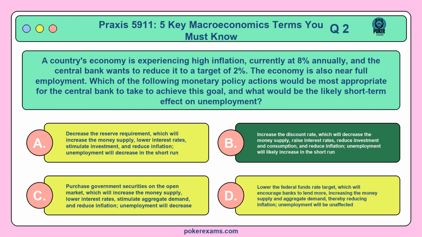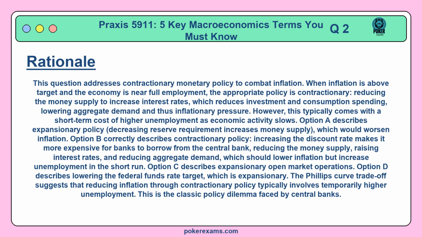The correct answer is B. This question addresses contractionary monetary policy to combat inflation. When inflation is above target and the economy is near full employment, the appropriate policy is contractionary, reducing the money supply to increase interest rates, which reduces investment and consumption spending, lowering aggregate demand and thus inflationary pressure. However, this typically comes with a short-term cost of higher unemployment as economic activity slows.